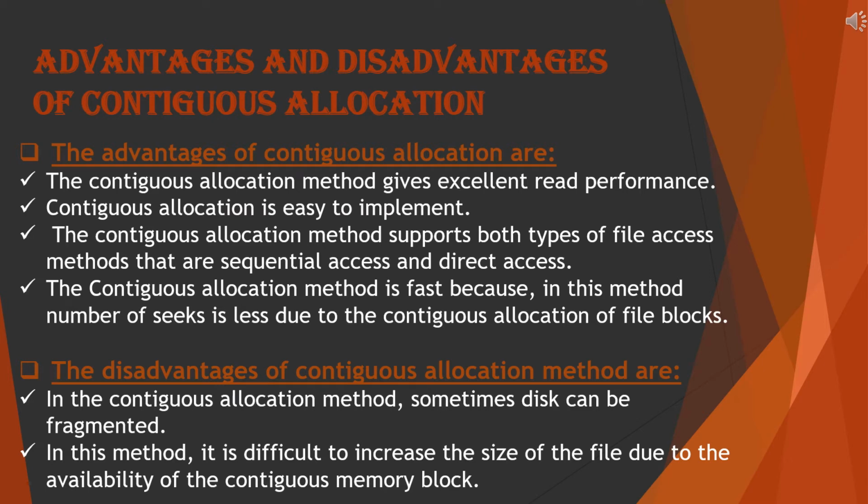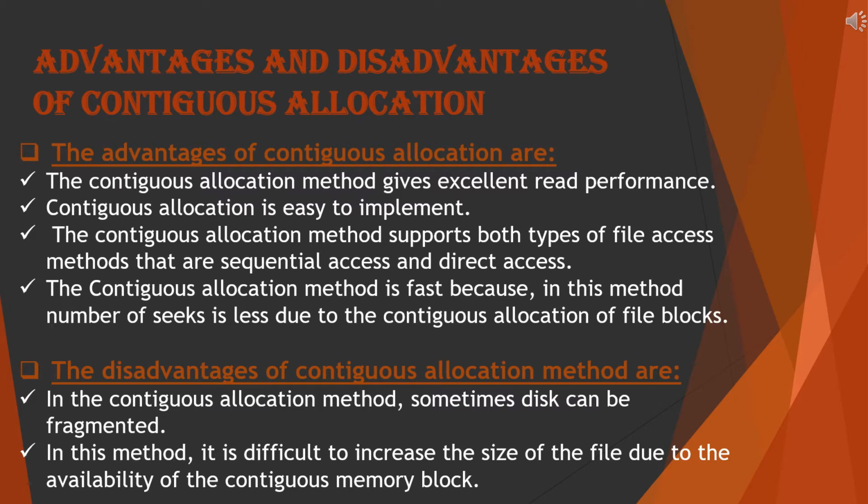This contiguous allocation has some advantages and disadvantages. The advantages of contiguous allocation are: the method gives excellent read performance. Contiguous allocation is easy to implement. This method supports both types of file access methods, that are sequential access and direct access. This method is fast because the number of seeks is less due to the contiguous allocation of file blocks.